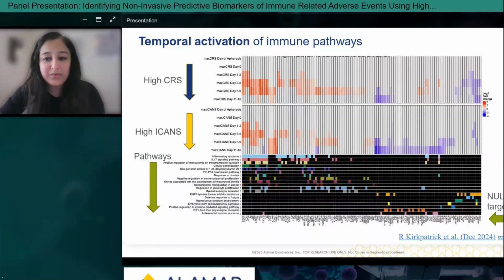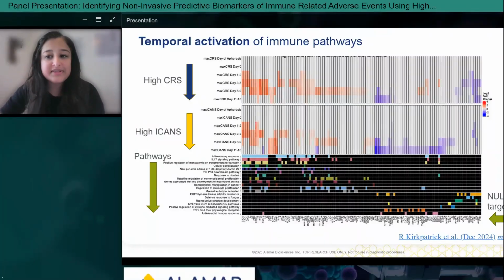Starting at day 1, we're already seeing upregulation of many proteins that continues well into day 6 through 9 and 11 through 16. At day 11 to 16, in the very bottom here, there's a trend towards downregulation of many proteins, and some of these are shared between the high CRS and the high ICANS groups.